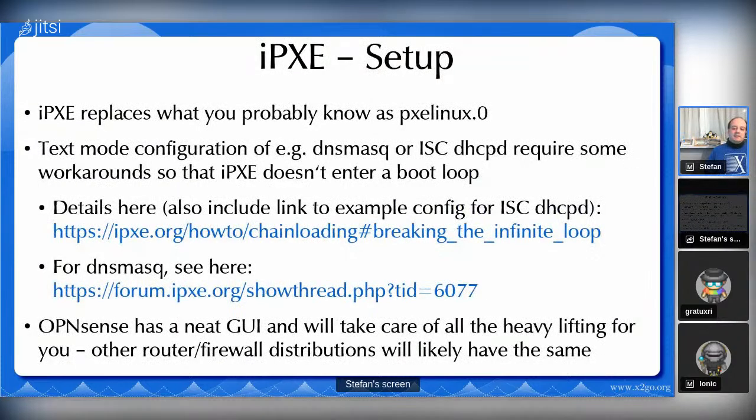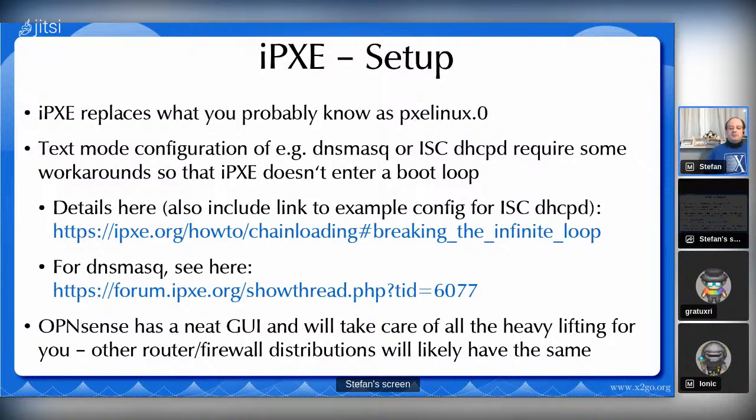Now, what iPXE does is that it basically replaces PXE-Linux.0 in legacy mode. However, as it repeats the PXE boot process, care must be taken to not end up in a boot loop. Details on that, plus sample configuration snippets for both ISC DHCPD and dnsmasq can be found via these two URLs. However, you don't have to mess with config files if you use a modern router distribution with a web GUI. For purposes of this demo, we will be using OPNsense.